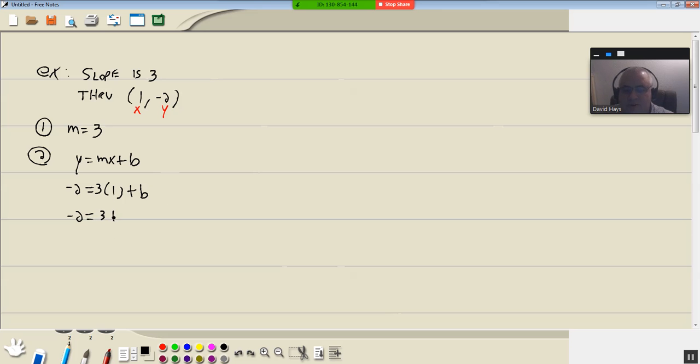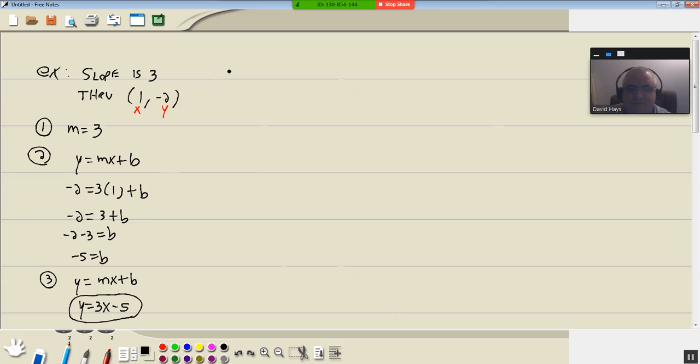Well, 3 times 1 is 3, plus b. Take 3 over the left side and get -2 minus 3 is equal to b, or b is equal to -5. And then step 3 says to write your answer. We're going to plug in m from step 1, which is 3, and b from step 2, which is -5. So our answer will be y is equal to 3x minus 5.